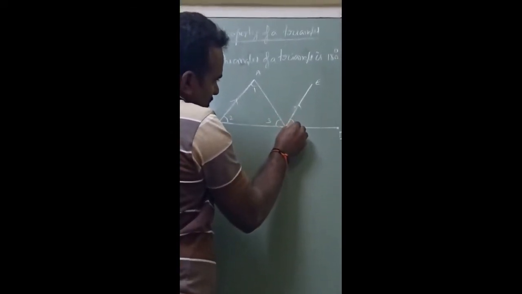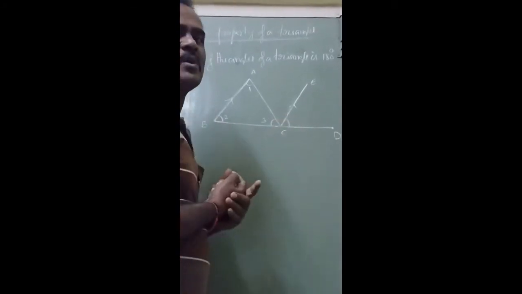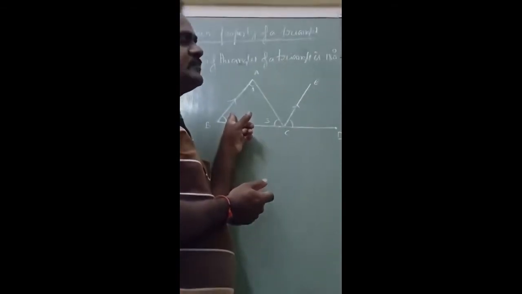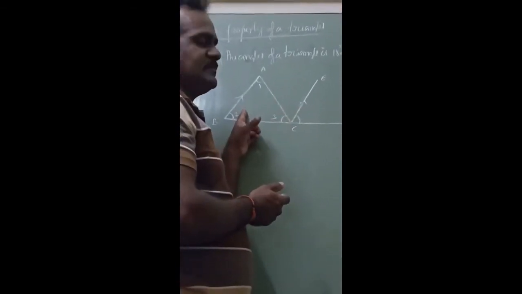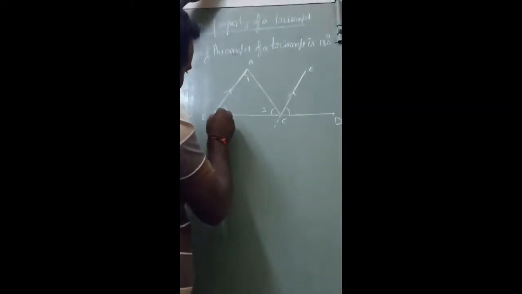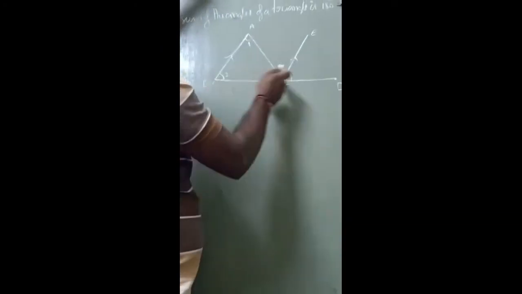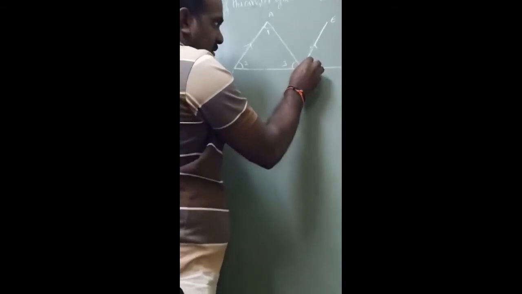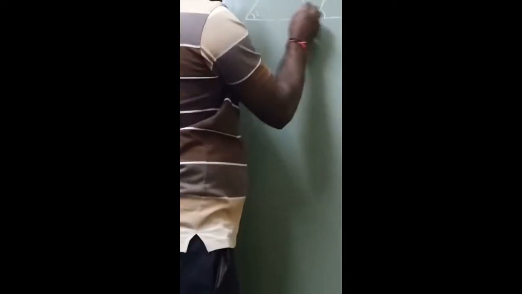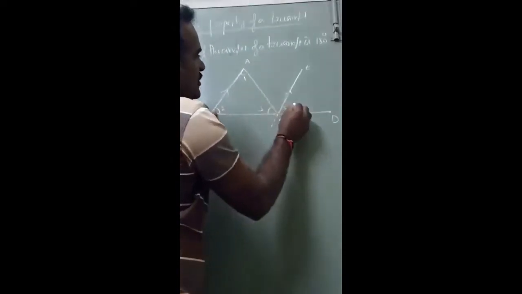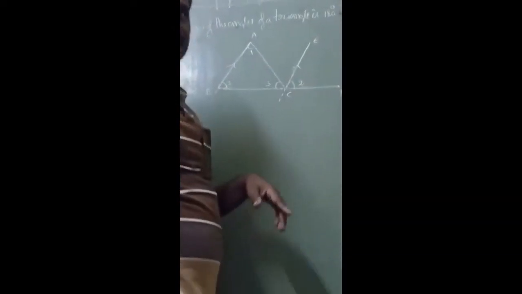Why? Because these are corresponding angles. One is exterior, one is interior, on the same side of the transversal. These two lines are parallel, and this is the transversal. These two are corresponding angles, so this angle is 2. This angle is also 2.